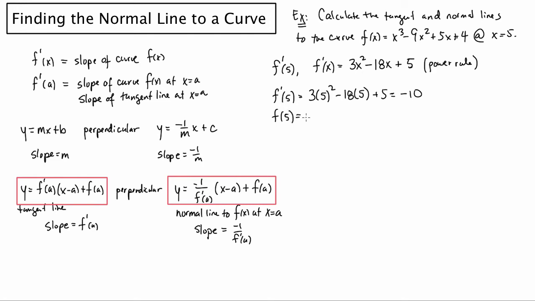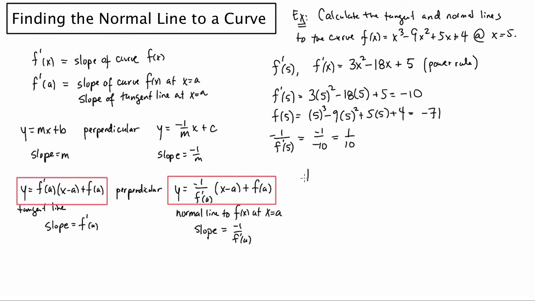So the function at 5 is 5 cubed minus 9 times 5 squared plus 5 times 5 plus 4, and that turns out to be negative 71. And then the final piece I'll need to know is the slope of the normal line, which is negative 1 over f prime of 5. Since f prime of 5 is negative 10, this is negative 1 over negative 10, or positive 1/10.